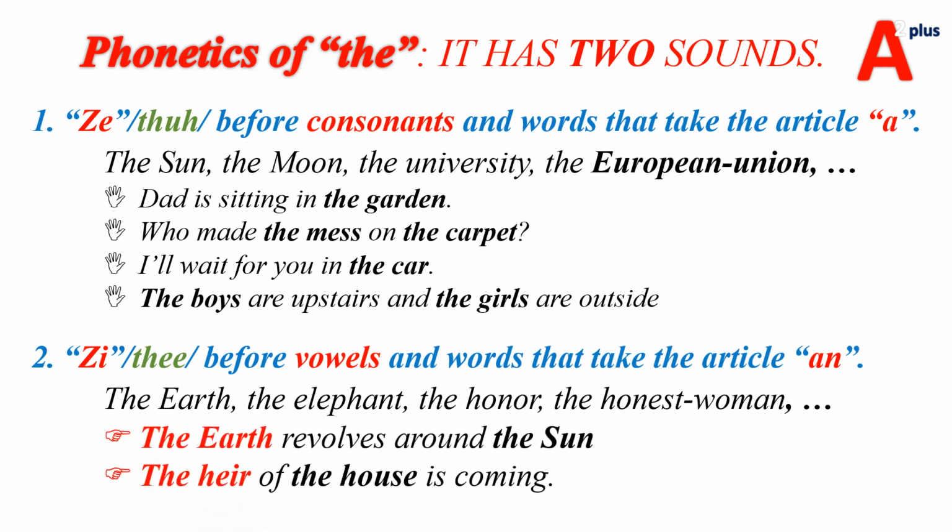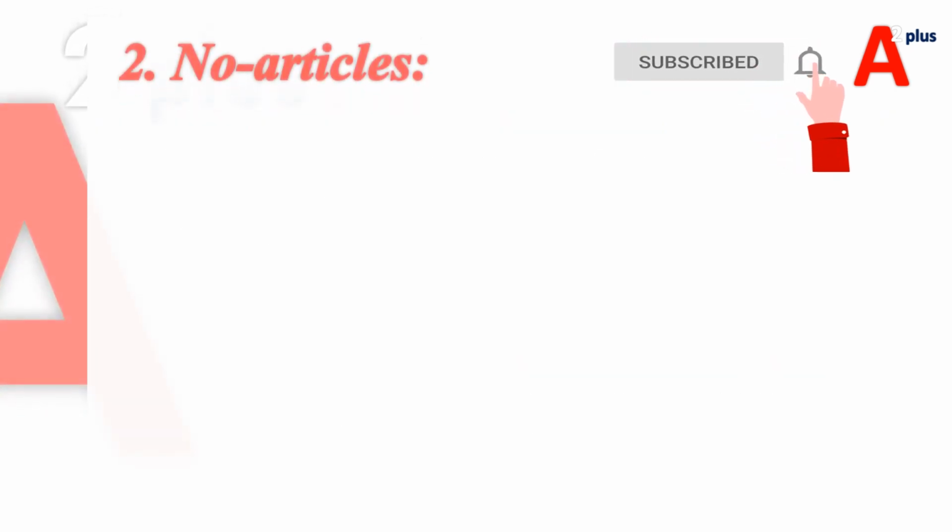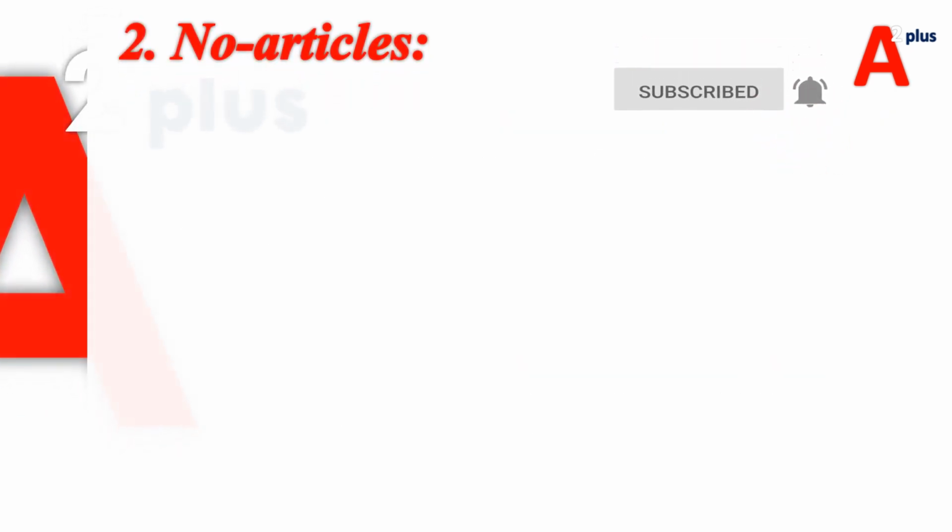an: the earth, the elephant, the honor, the honest woman. Right, so the earth revolves around the sun. The sun starts with a consonant, and the earth starts with a vowel. The air, the house is coming.